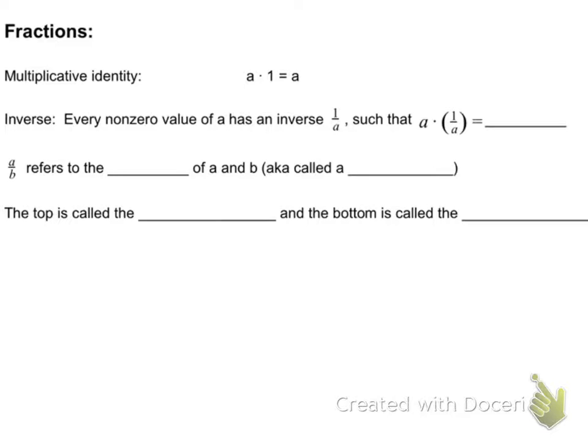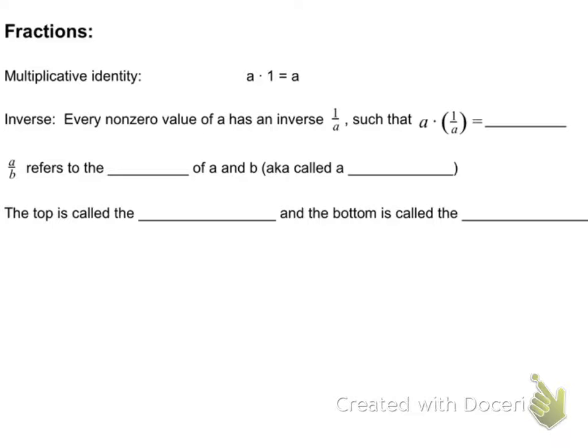Next up, we're talking about fractions. Now we're starting to talk about different things here. We've got the multiplicative identity. A times 1 is A, or 1 times A is A, right? Using the commutative property there. Basically, anything times 1 is itself. That's the identity for multiplication.